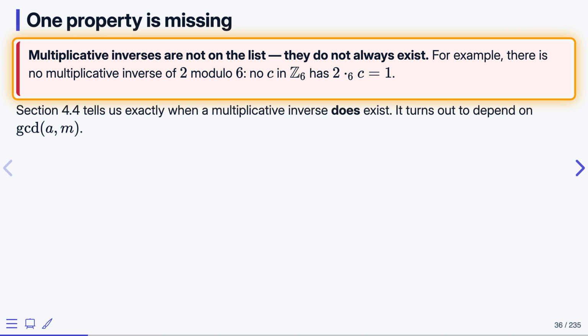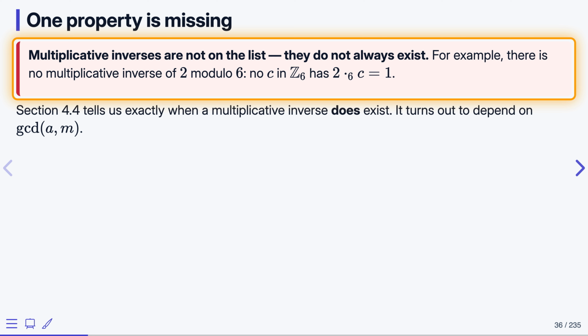Now a warning. Look back at that list of properties. One familiar thing is missing. We did not list multiplicative inverses, and they do not always exist. For example, take 2 mod 6. There is no number you can multiply by 2 mod 6 to land on 1.